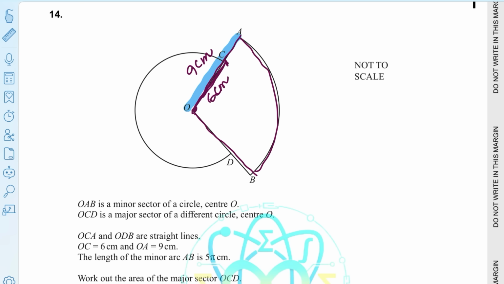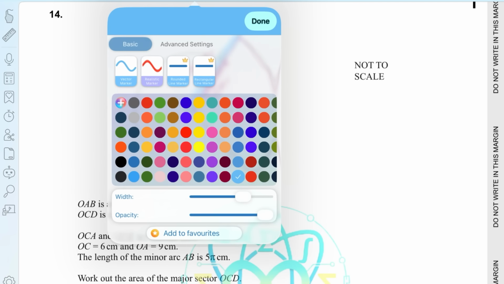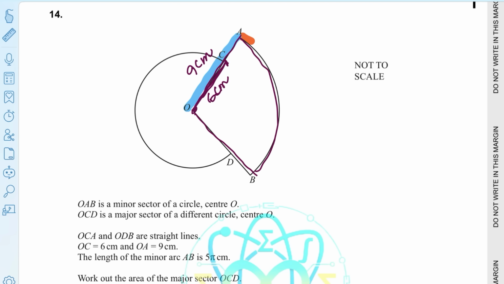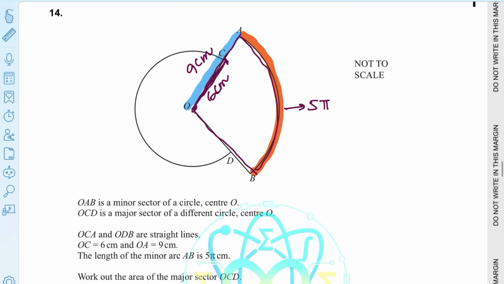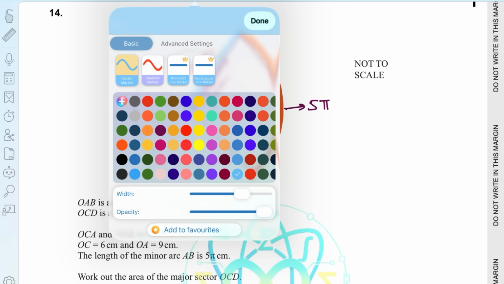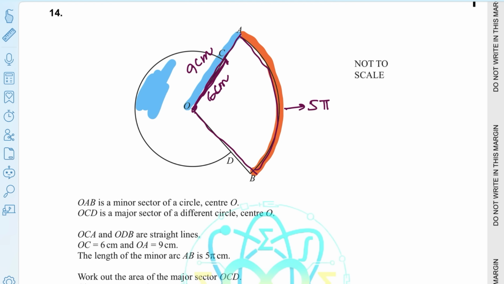Now the length of minor arc AB is given as 5 pi centimeters. The question is: work out the area of the major sector OCD. We have to find out the area of this major sector. We need to find out this area.